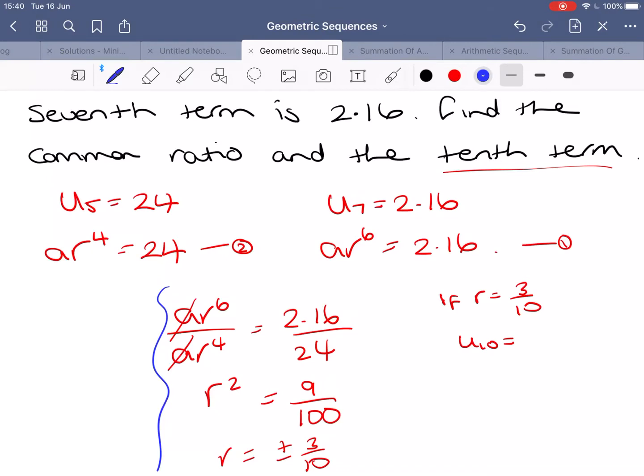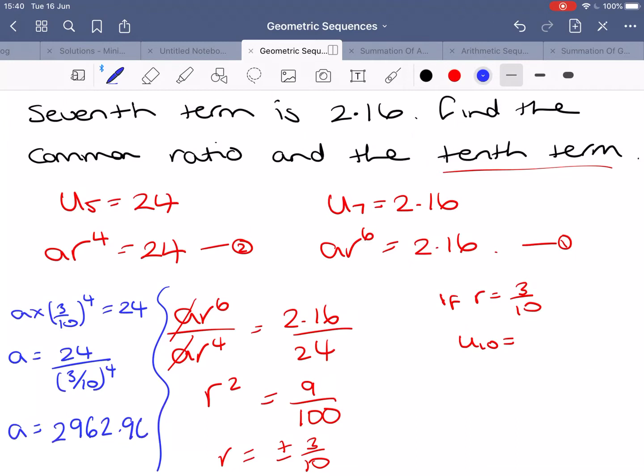So I'm going to do this on the side because I don't want to turn over the page. I'm going to say, well, I know A times 3/10 to the power 4 equals 24. So A is going to be 24 divided by 3/10 to the power 4. So A is going to be, I'm going to get my calculator, 24 over 0.3 to the power of 4. And you end up with a rather large number, 2,962.96.